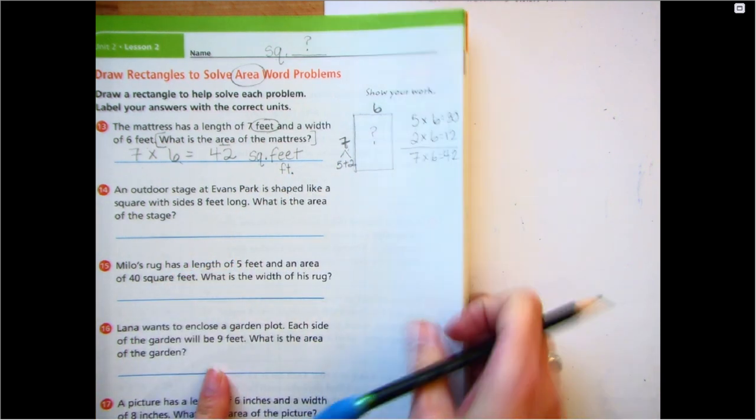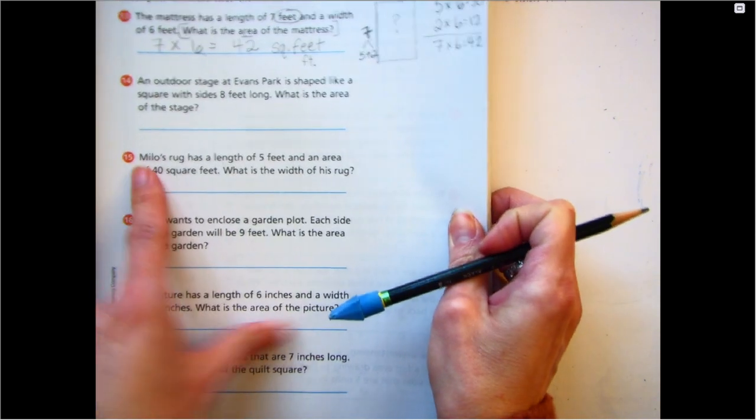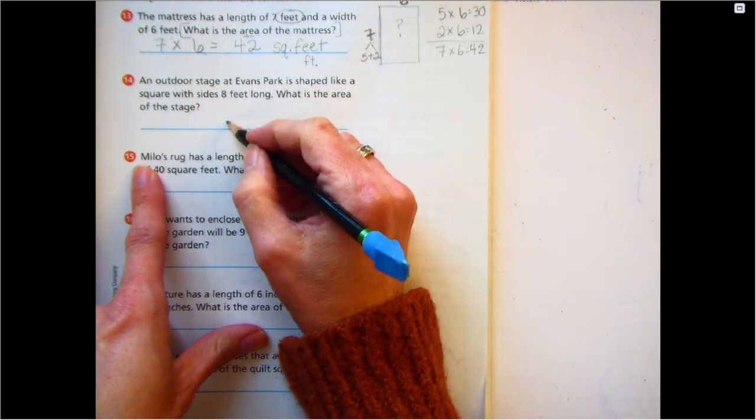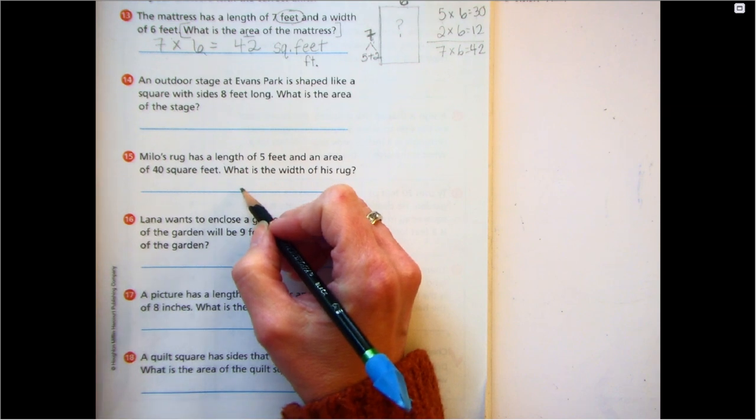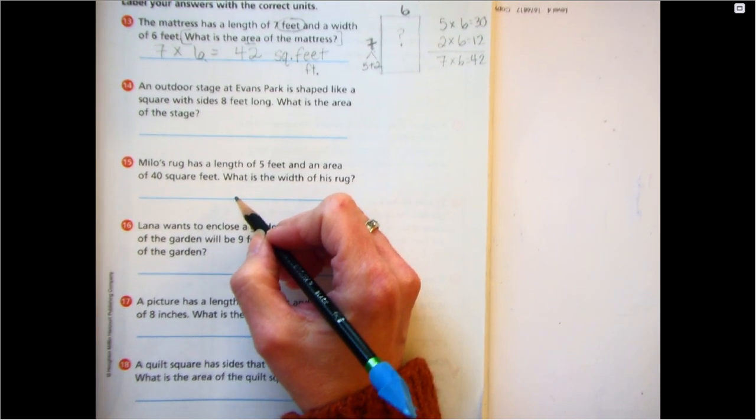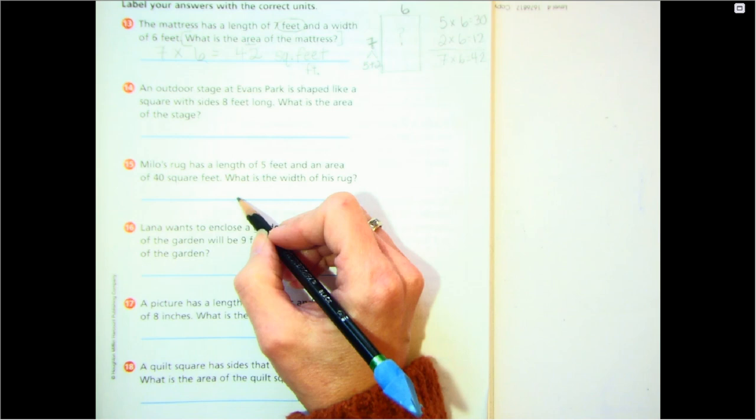Okay? Let's try 2 more. Let's look at number 15. We're going to skip 14. We're going to go to number 15. I'll turn on my light here and see if that maybe helps. There was a glare on my board before.